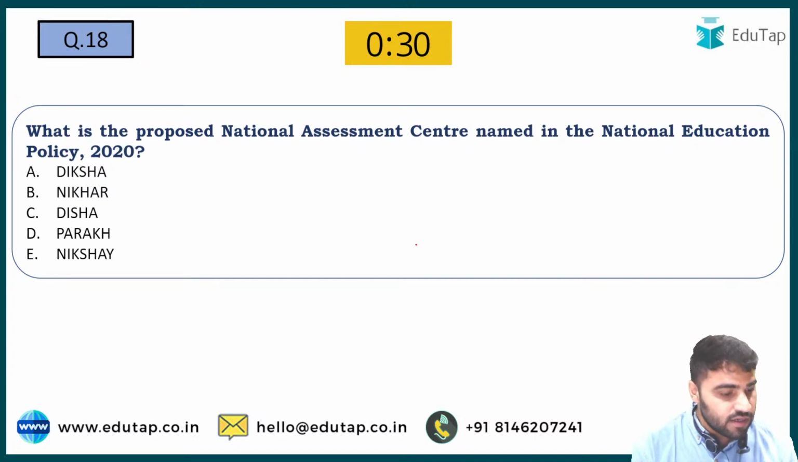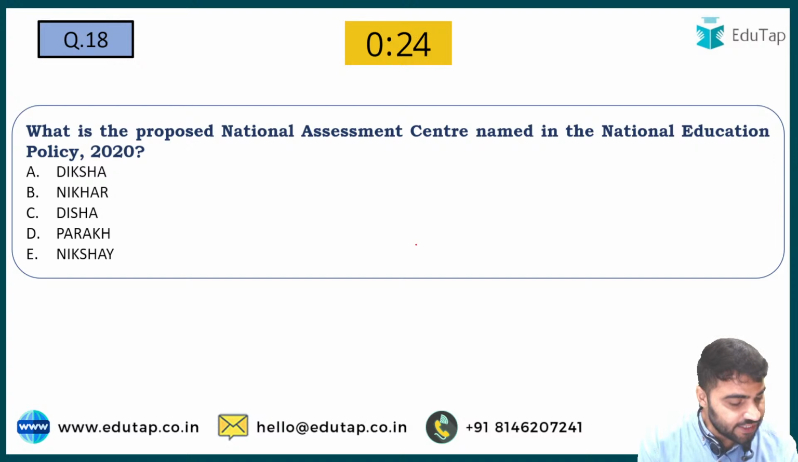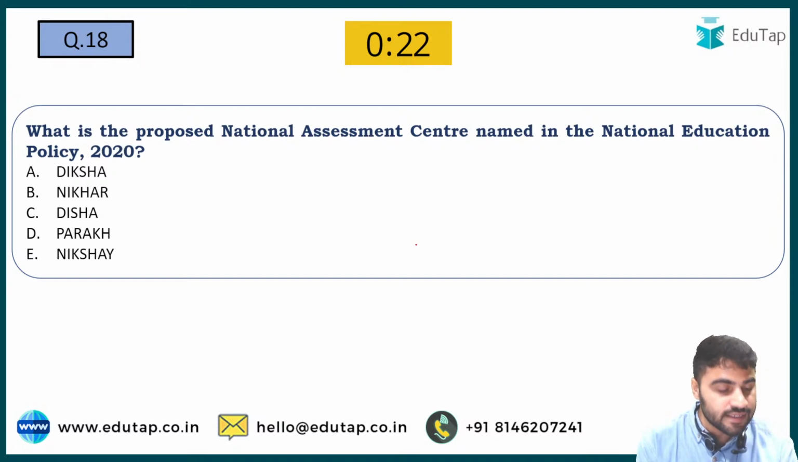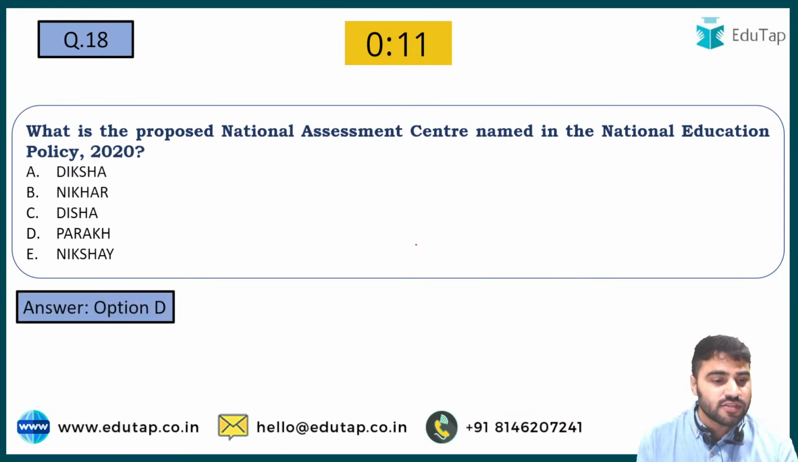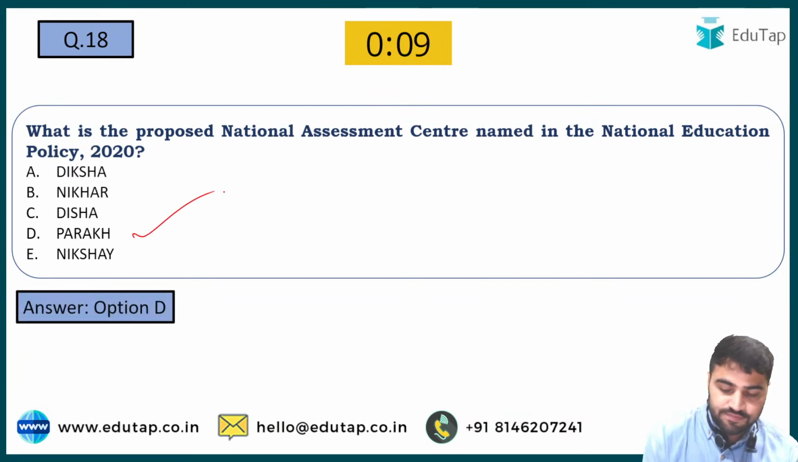Nilesh is saying Parakh, okay. Nikhil is saying 18th D. Rohan Gupta is saying option number A, that is Diksha. Aditi is saying D. So mostly you guys are saying option number D, right? Kurinji is also saying option number D. So the right answer for this question is option number D, that is Parakh.